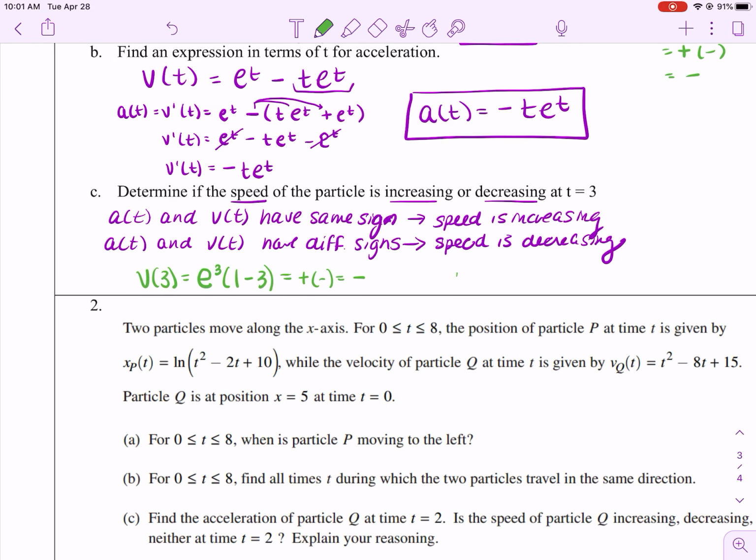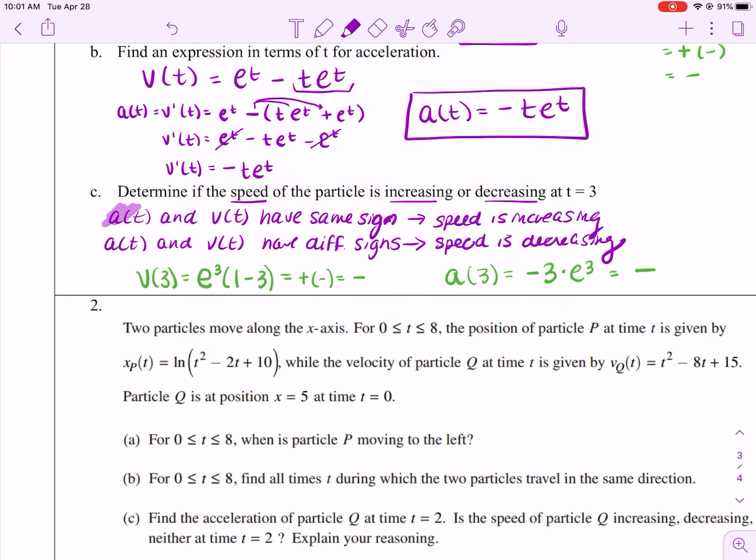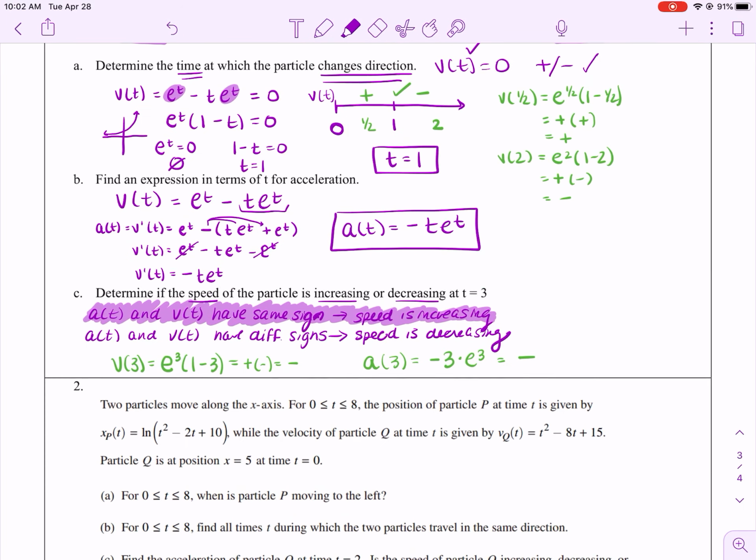In addition to that, we can also look for a of 3, and using our function from above, that's going to be negative 3 times e to the third power. Again, this is a negative factor times a positive factor, and that will produce a negative number. Therefore, acceleration and velocity have the same sign, and that means their speed is going to be increasing. All right, and that takes care of the first application question.